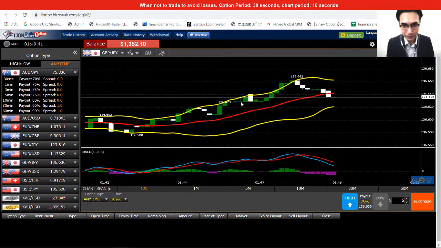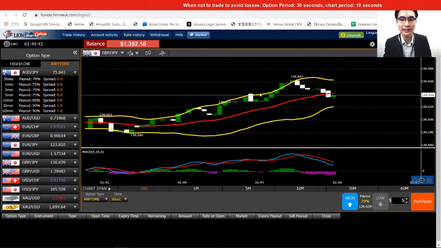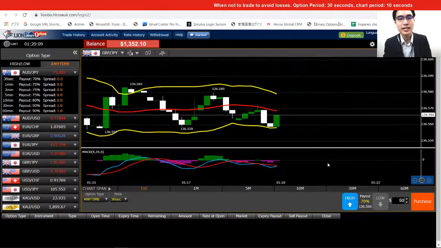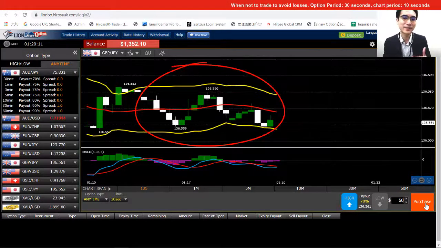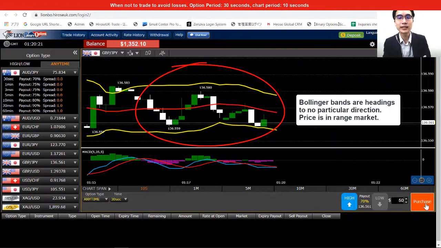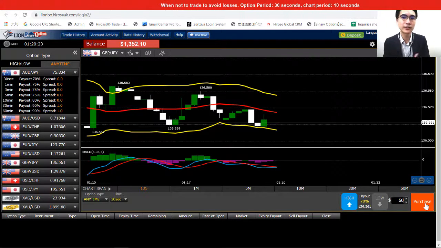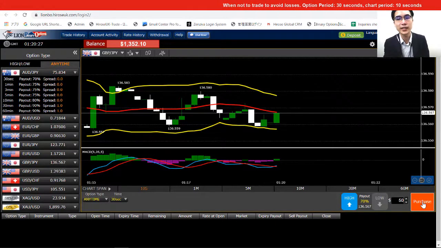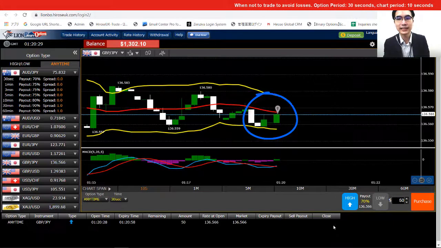So the setups are all done, so we can now try to make a few trades. Let's take a look at the market here. Now I can see that the price is heading in no particular direction, and I know that this is a range market, which is suitable for trading with Bollinger Bands and MACD. First I'm going to place a trade, and then I will explain how I open this trade. So I placed a high there.